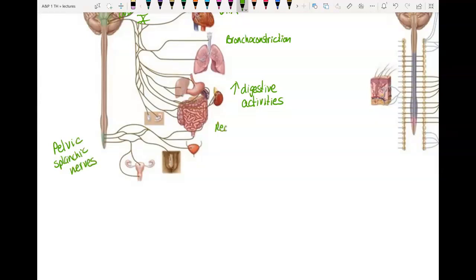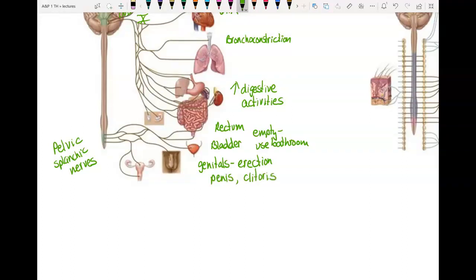These nerves go to the rectum and to the bladder, and they're going to stimulate you to need to use the bathroom. So just like you tend to get hungry more on a lazy day, you tend to use the bathroom more on a lazy day. They also go to the genitals and cause erection. And in men, it would be erection of the penis, and in women, erection of the clitoris. And remember that for neurotransmitters, it is all acetylcholine.